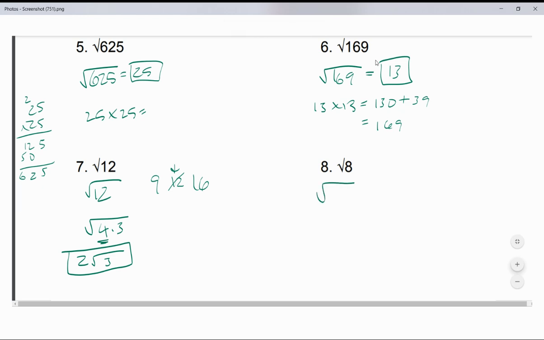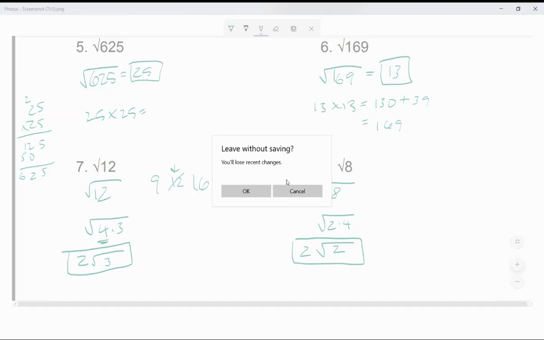Same for number 8. We'll need to do it like this, right? And like that, 2, 2, right? To simplify it as much as possible, basically.